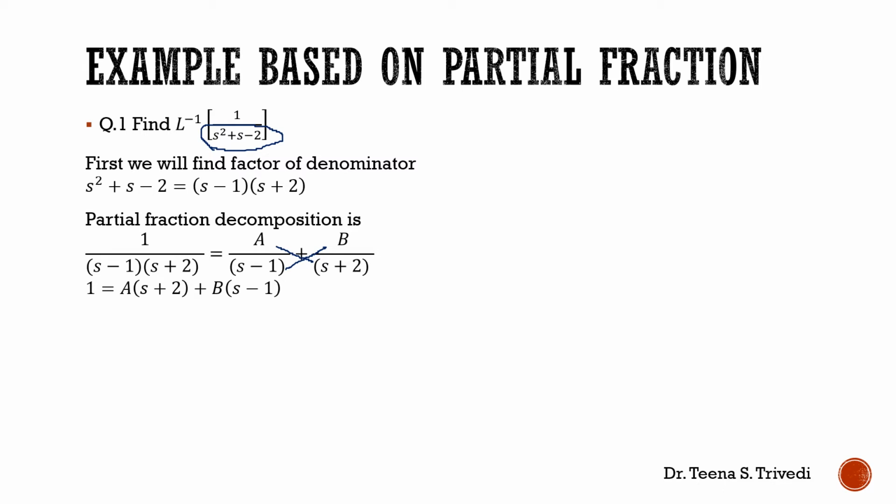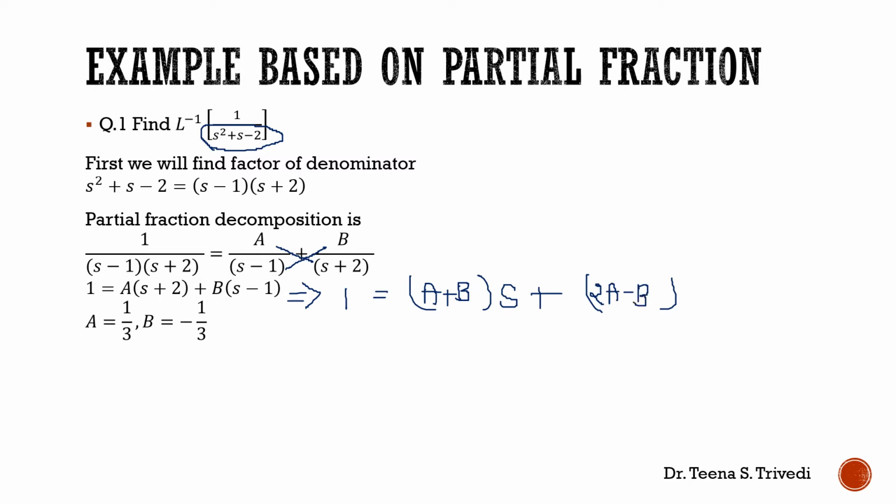Now we have to find the values of A and B, and I use the comparison method to find A and B. On the left hand side we have one value, and on the right hand side we write the coefficient of s and the constant term. The coefficient of s is A plus B, and the constant is 2A minus B.